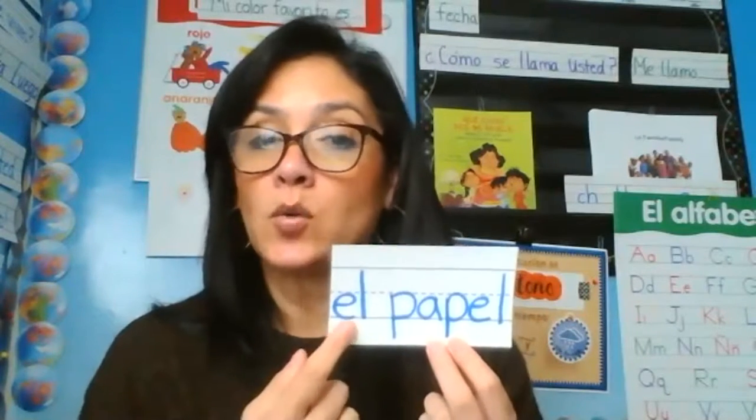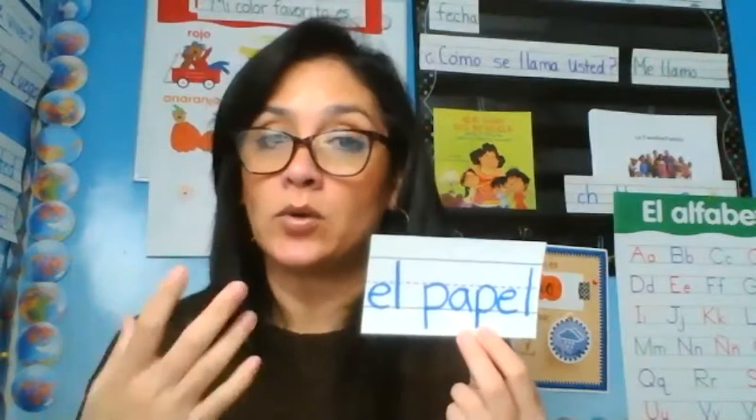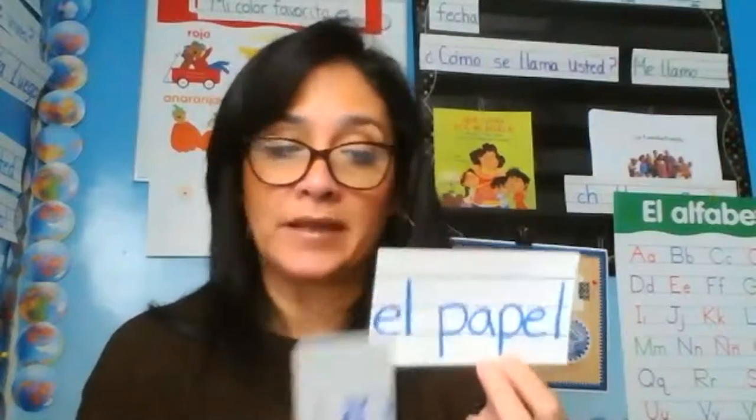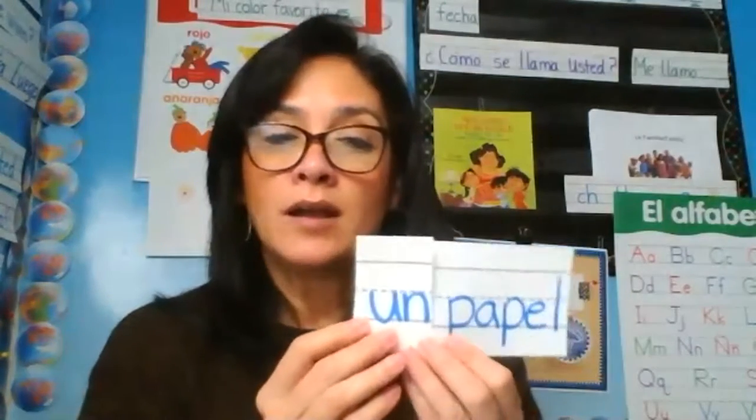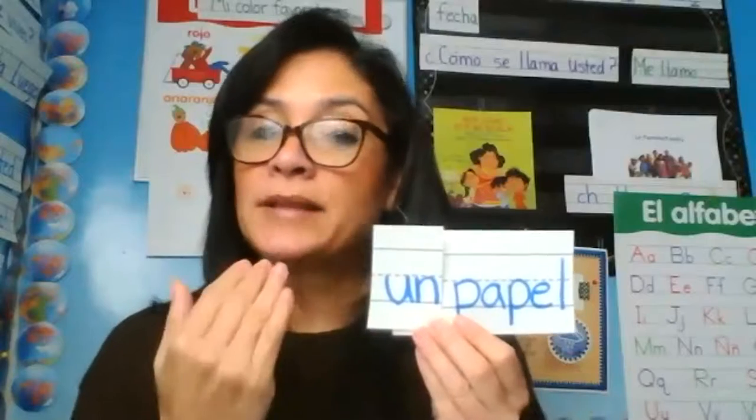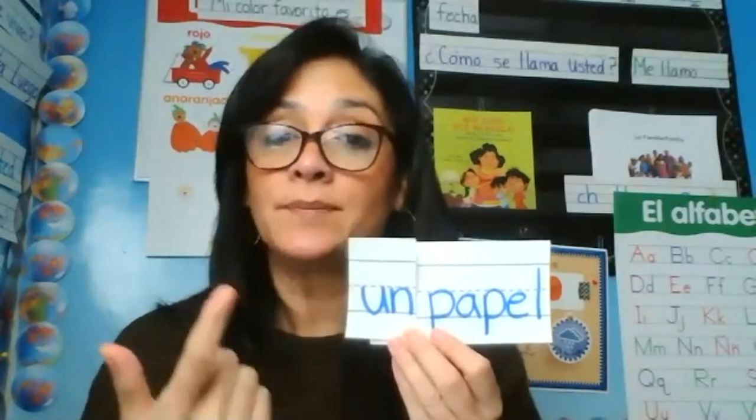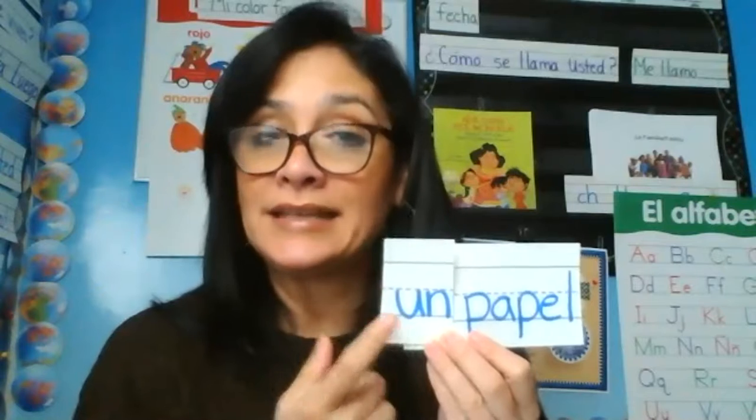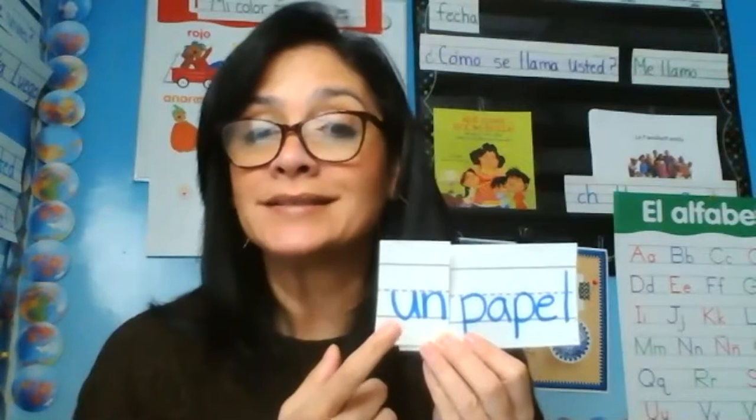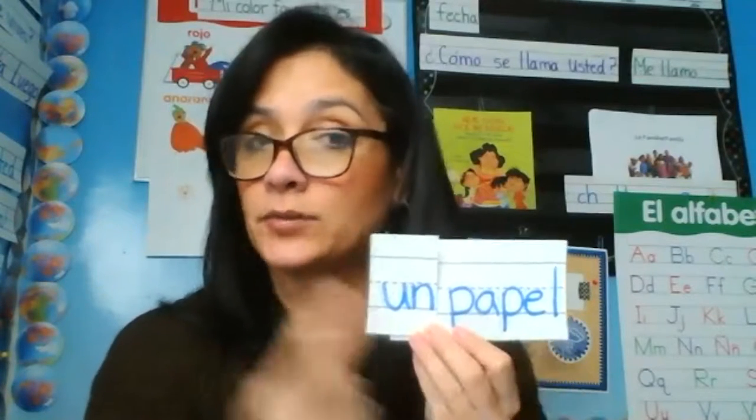So another clue is how do we know if a word is masculine, we look at the definite article. If I wanted to say a paper, I would say un papel. Repite, un papel. Un papel means a paper. Un is the indefinite article, masculine singular, because papel is singular, meaning one, it's not plural, we use un.